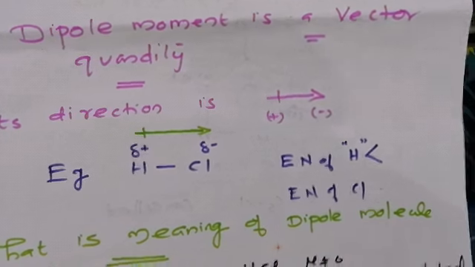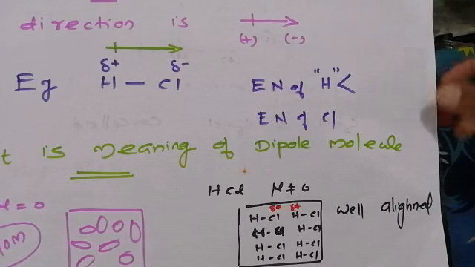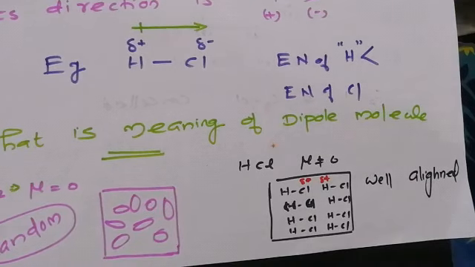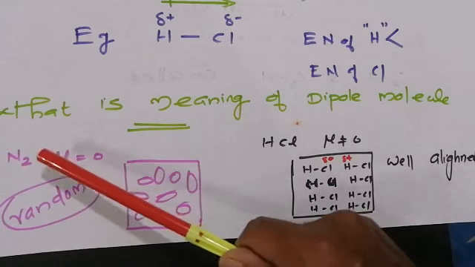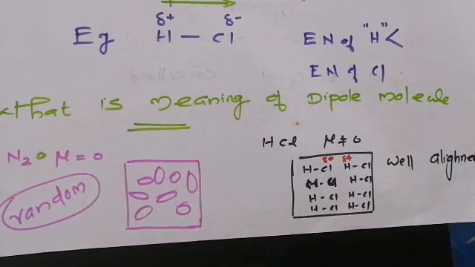Now, what is the meaning of dipole molecules? How does a dipole molecule exist? What is the role? Look here, two molecules. One is N2. N2 has two nitrogen atoms. Both atoms are nitrogen, the same atoms. Therefore, their electronegativity is the same. Therefore, we cannot say one nitrogen atom has positive charge and another nitrogen atom has negative charge. It is illogical. Therefore, we say that this molecule has zero dipole moment.